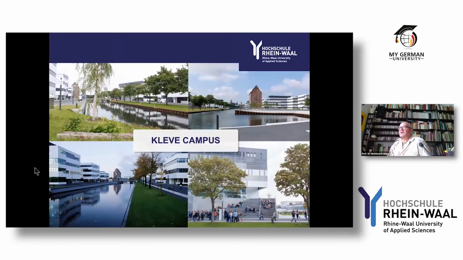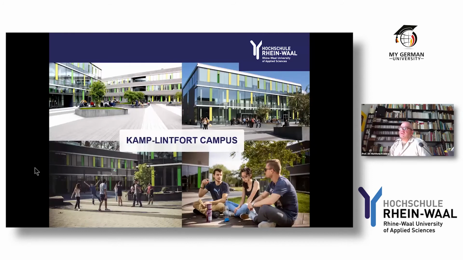Let me give you some impressions from our campuses. You see here the campus in Kleve. Kleve is a small town in the deep west of Germany, and we have a second campus at our university. This is in Kamp-Lintfort, but the agricultural study courses are located in Kleve. The campus of Kamp-Lintfort is also close by, about 40 kilometers from Kleve, also in North Rhine-Westphalia. Both of these campuses are located directly in the city center of those towns.